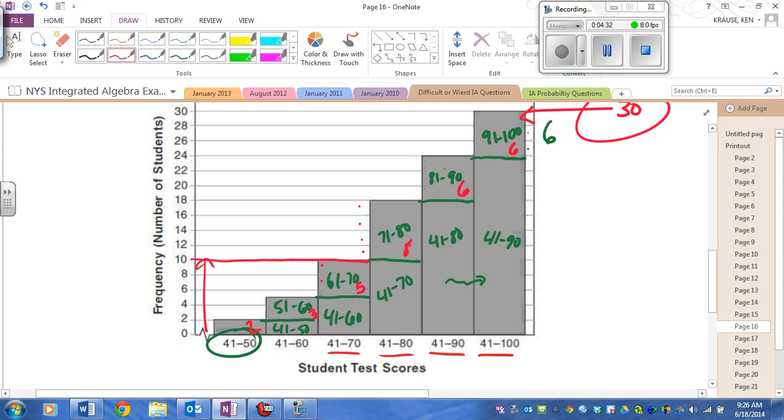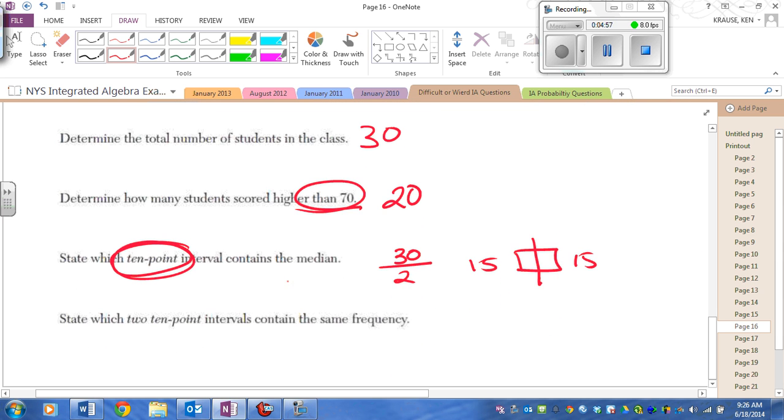But I have to find the 15th number. So this is 5, this is 10. And in this interval right here, these are the first 10. So from here to here is 10. And then the 11th, 12th, 13th, 14th, 15th, 16th, 17th, and 18th numbers are in here. So 15 and 16 are in here. So the interval is 71 to 80. That's the 10-point interval that you'd be looking for. So the answer to this question is 71 to 80.